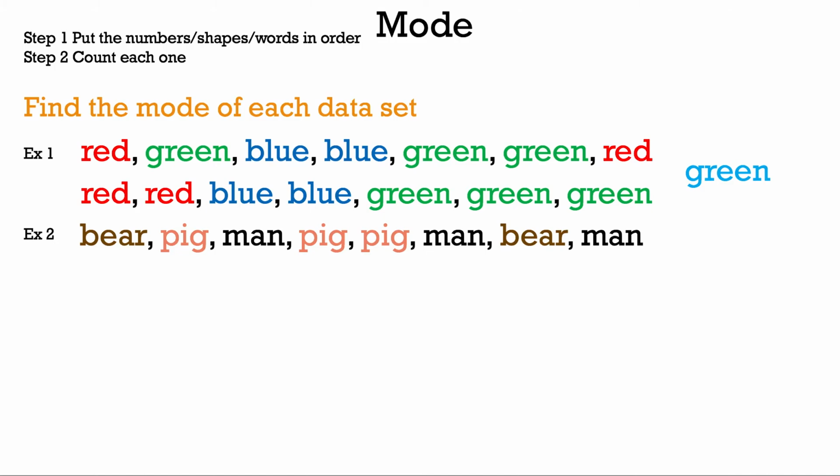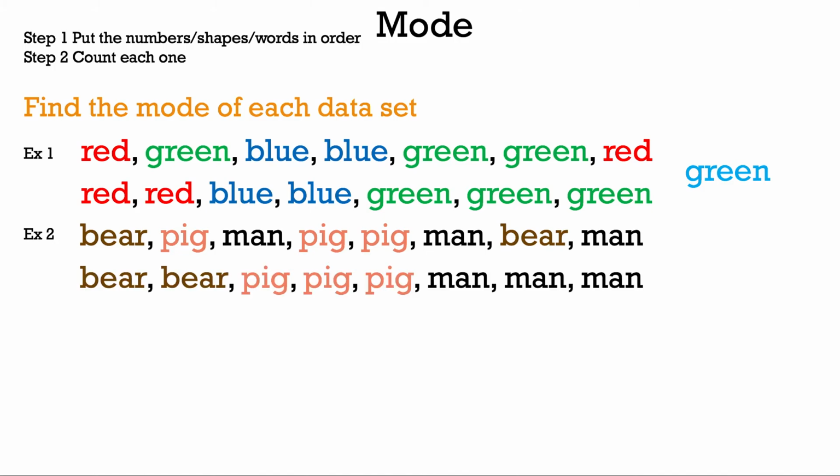Take a look at this example. Once again, we're going to put them in order. So we have 2 bears, 3 pigs, and 3 men. So since pig and man are the same amount, both of them are my mode.